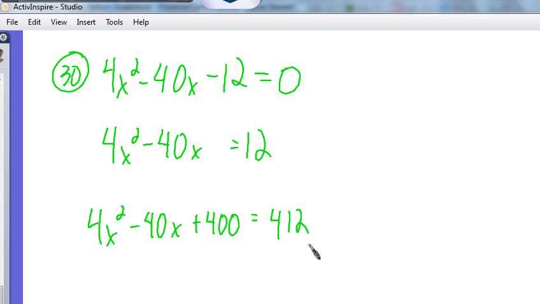Okay, divide by 4. Let's see here: x squared minus 10x plus 100 equals 3. Is this a perfect square? No. What should this be if it's a perfect square? 25. Negative 10 divided by 2 is 5, and 5 squared is 25. Let's go back here. Was this a perfect square? No. How would it factor if it was a perfect square?